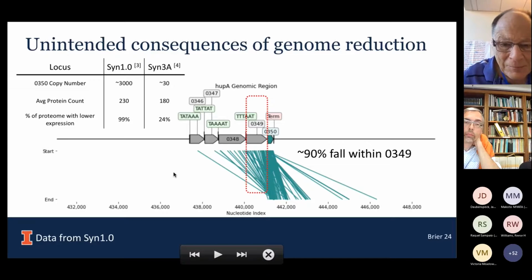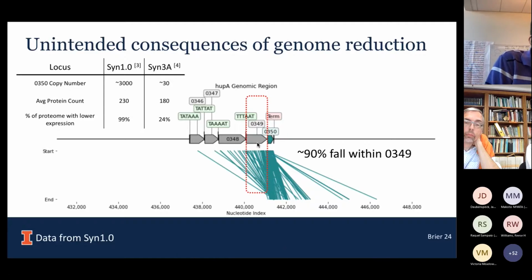And so what this is showing us is that you can have unintended consequences by removing a gene that impacts the genome architecture of the cell, thus changing expression for other genes that you maybe did not intend to modulate in any way.